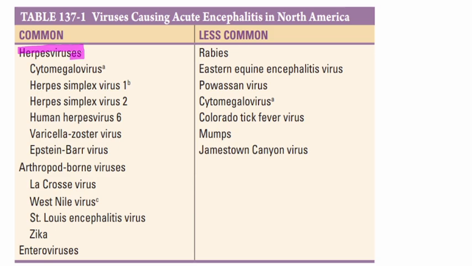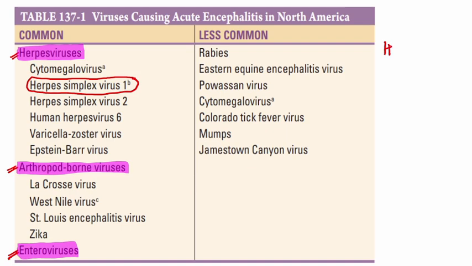Herpes virus, arboviruses, and enteroviruses. You can remember these less common viruses also, but these three must never be forgotten. Herpes, arthropod virus, enterovirus. Now comes the difficult part, that is which herpes virus. HSV1 is the most common cause of sporadic encephalitis. HSV1 we must never forget.